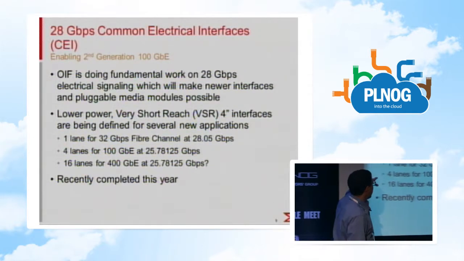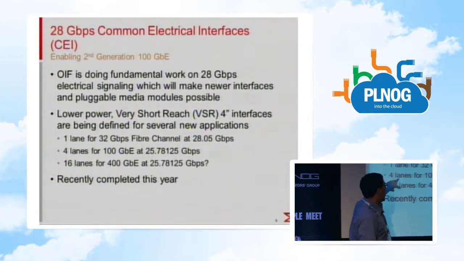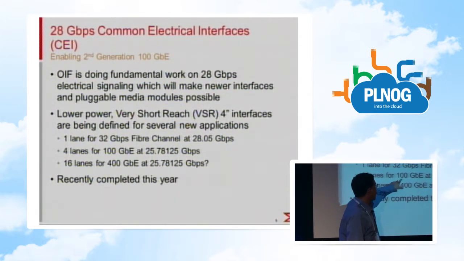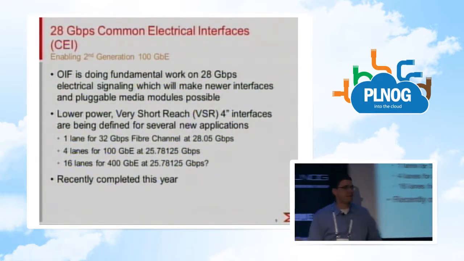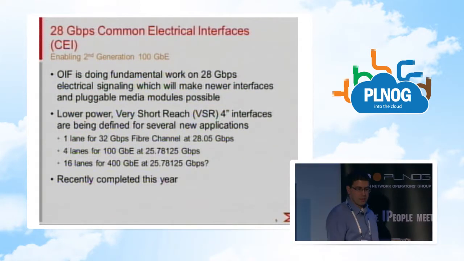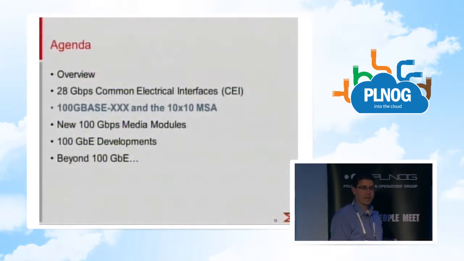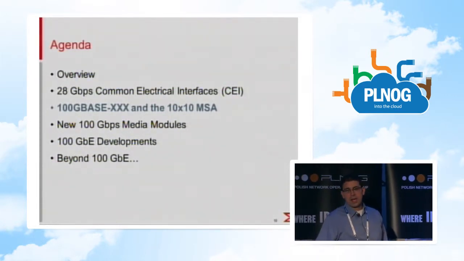But what it does allow you to do is, it supports 32 gigabit Fibre Channel. It can do 100 gig using 4 lanes, or it can do 400 gig in the future using 16 lanes. And as I said, it's recently completed as of a couple months ago. This is Generation 2.